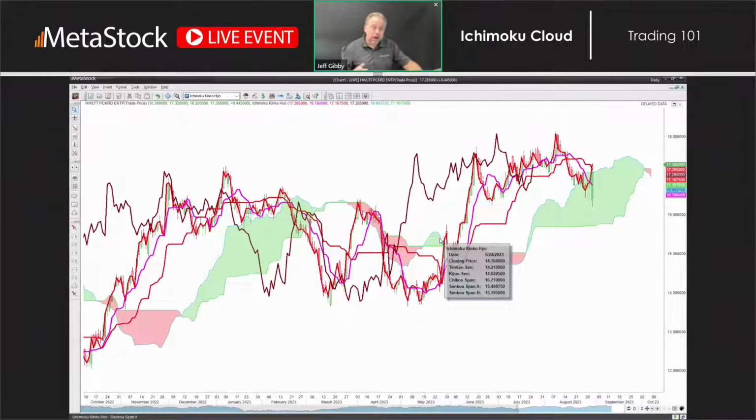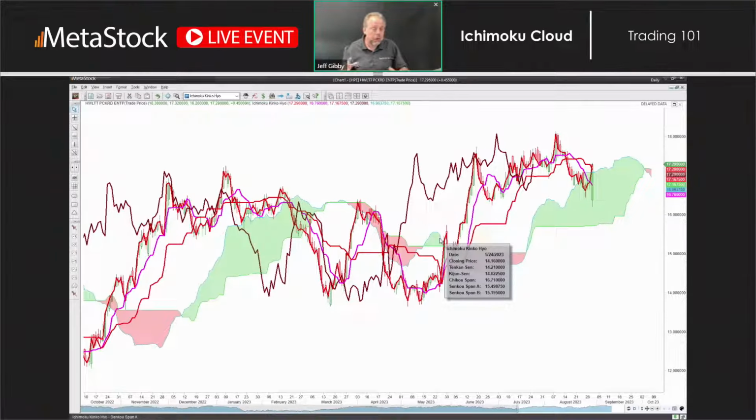Everything I've shown you to this point, I've tried to make sure it's stuff you can do with the Ichimoku, as long as you have access to it. The scan is a free scan. I wrote it for you, and I wanted to make something useful. So if you use MetaStock, you should use that.